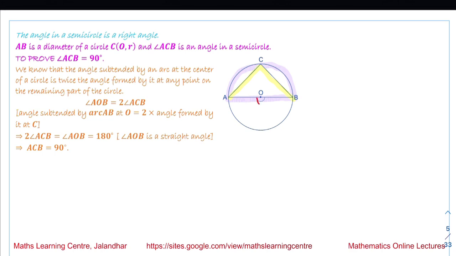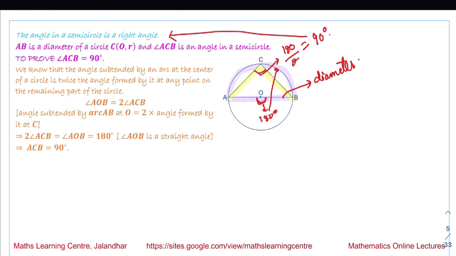So what we have is this AOB. If this is a semicircle, then AOB is the diameter. If AOB is the diameter, then this angle is 180 degrees. Then from our previous result, we know that the angle at any point on the circle will be half of this. So it is 180 by 2, that is equal to 90 degrees. And this is what we have to prove: the angle in a semicircle is a right angle.